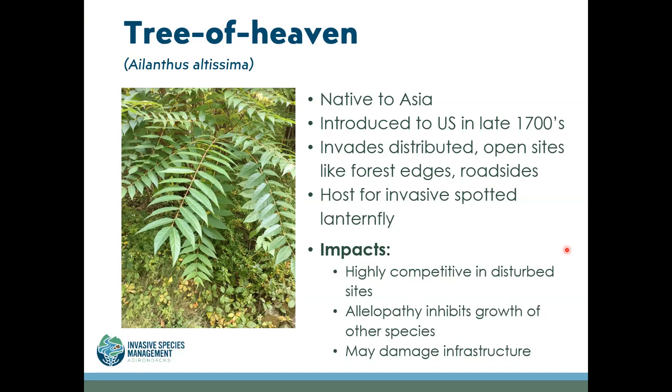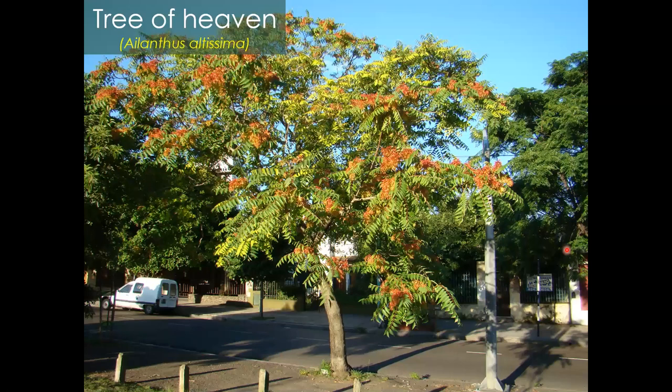So Tree of Heaven is a deciduous tree. It is rapidly growing, and it is known to reach heights of up to 80 feet in certain areas. However, we have never seen it occur that large here in the Adirondacks. The few infestations that we're aware of have typically been on average about 20 to 40 feet in height, so pretty moderately sized, I would say.